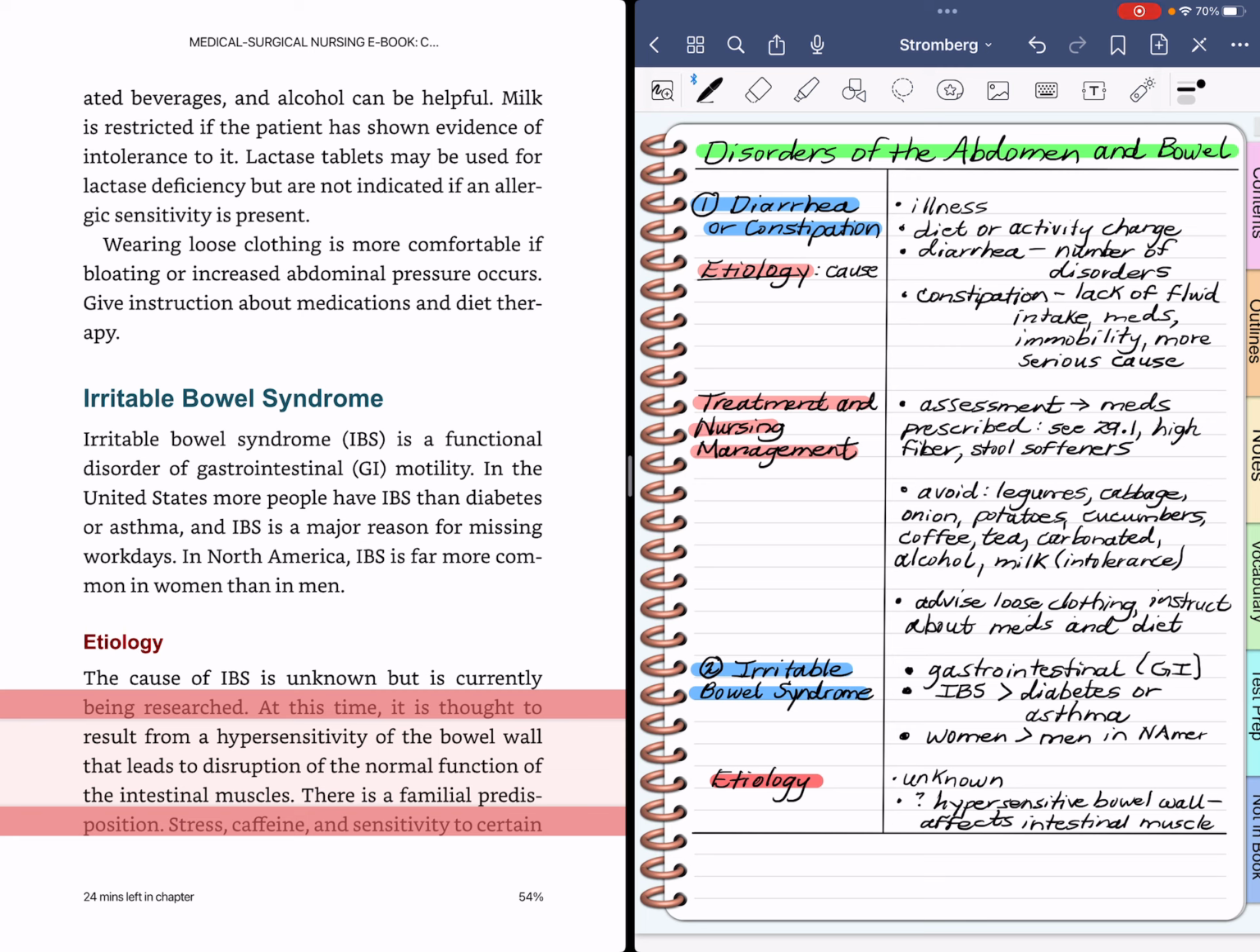Okay. And then again, in your lectures, your instructor may provide you more details that you want to make note of there. So leave yourself some space to squeeze that in.